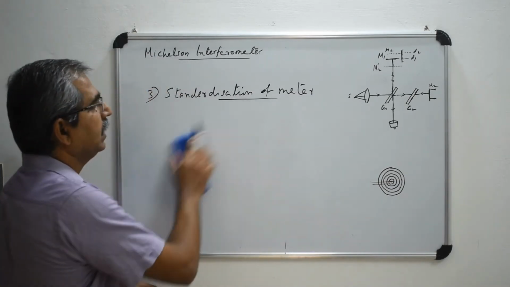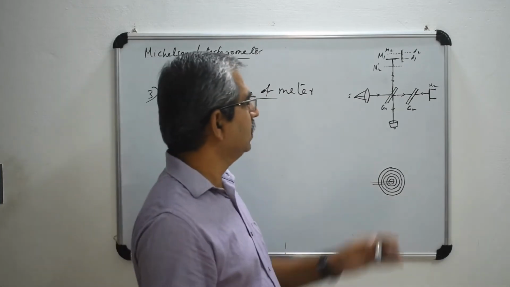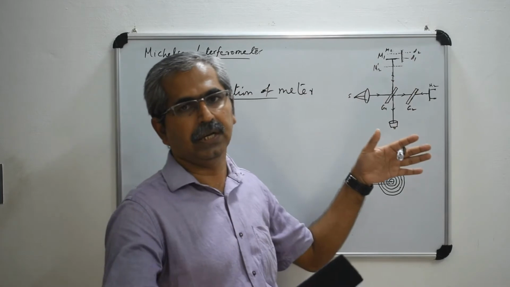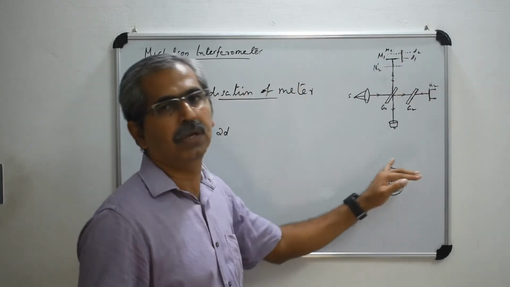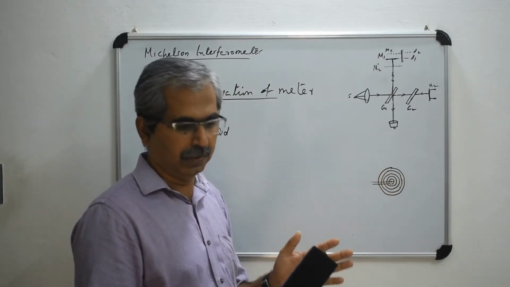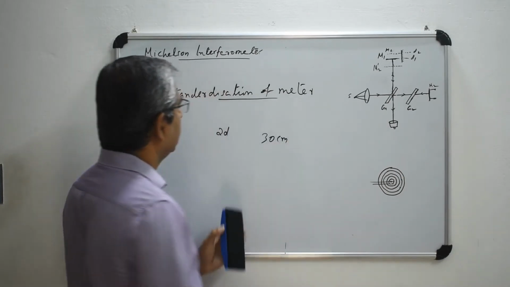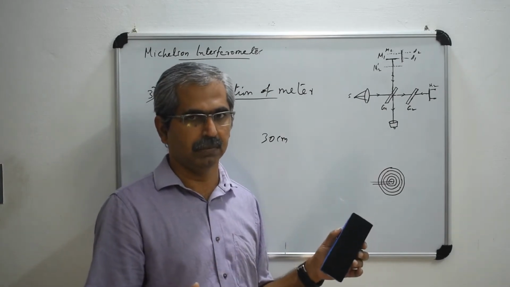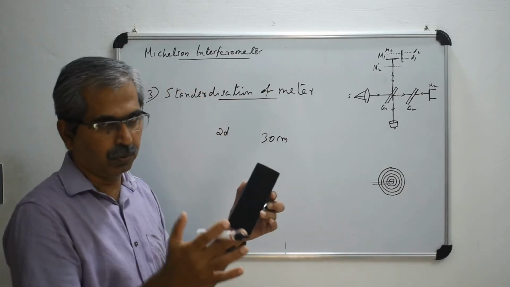Also, you can see that if the path difference 2D, that is the distance D, is much larger, then the path difference will be a large value and you will not be able to clearly observe the interference pattern. So 2D should be smaller. If you have a large distance, say 30 centimeters, you will not observe the interference pattern because the path difference is very large. So that should be smaller.